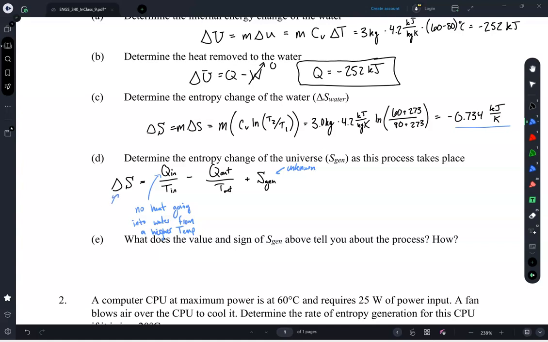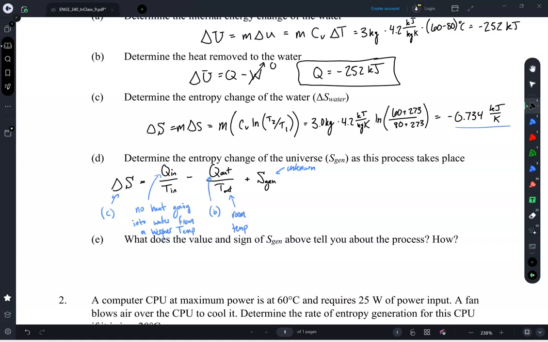So this we already calculated in part C. That's the change for the water itself. This guy is the heat flowing out. This is part B. And this is our room temp. That is where that heat is actually going out to. So that's our 20-degree room.